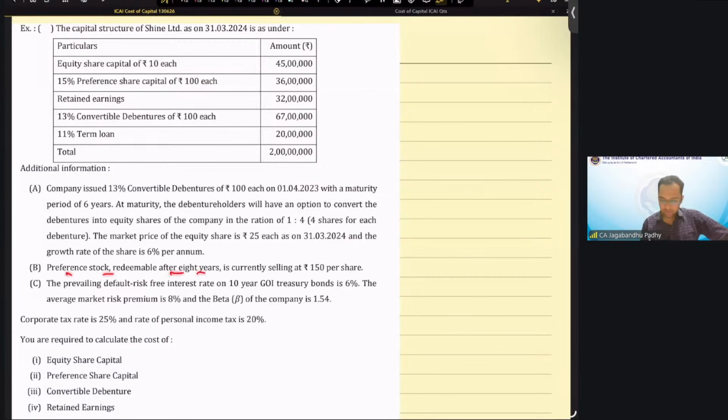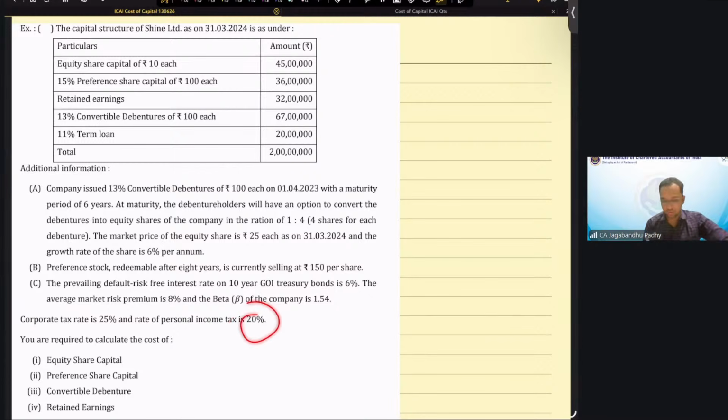Preference stock redeemable after 8 years is currently selling at 150. Prevailing default risk-free interest rate on 10-year Government of India Treasury bonds is 6%. Average market risk premium is 8%. Beta is 1.54. We have to take the corporate tax rate as 25% and rate of personal tax as 20%.